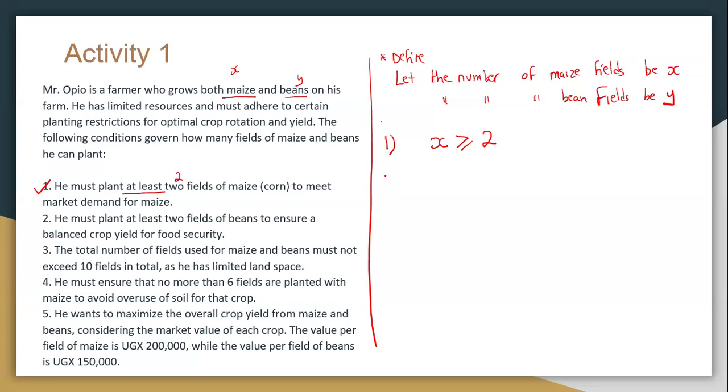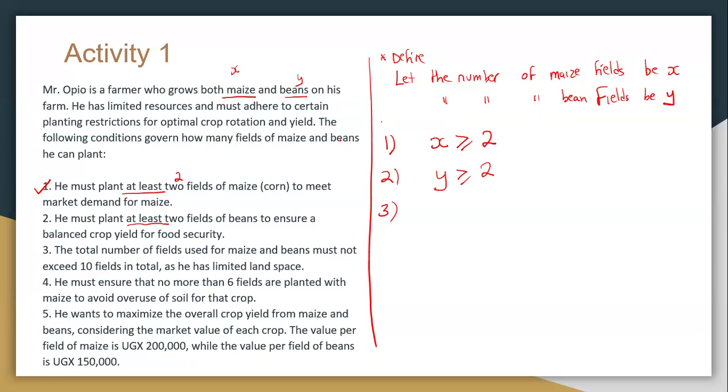Very good. We go to number 2. They are telling us that he must plant at least 2 fields of maize to ensure a balanced crop yield. Underline your mathematical word, at least 2. But remember, for beans, we have used y. So I'll say y is greater than or equal to 2. We go to number 3. The total number of fields used for maize and beans must not exceed 10 fields.